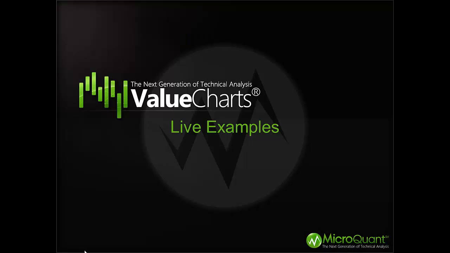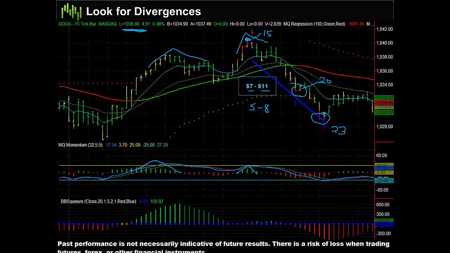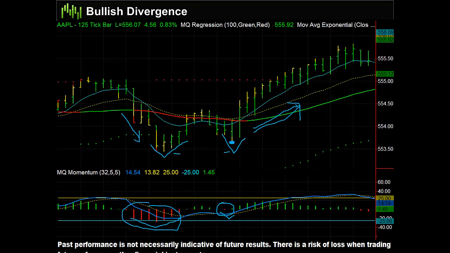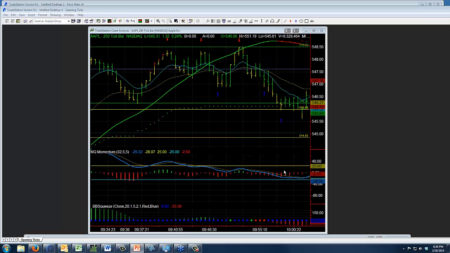All right, let me show you some live examples. These are trades that I took today. Just bear with me one second. I want to make sure I am on the correct chart here. Okay. All right, can you guys see this okay? Good. This is Apple on a 250 tick bar chart. I have about 5 trades that we actually did in the room today.